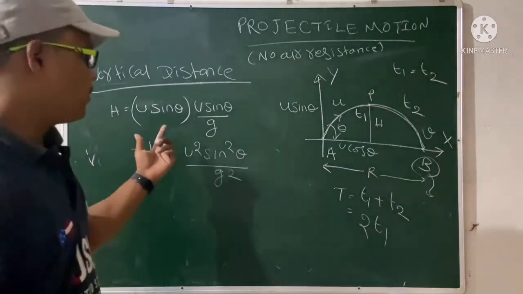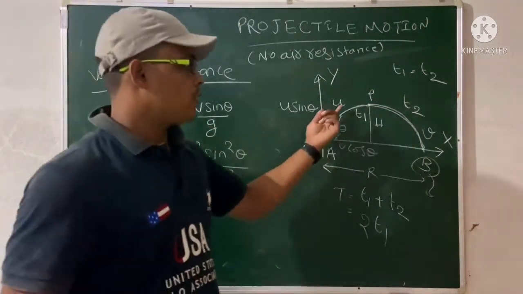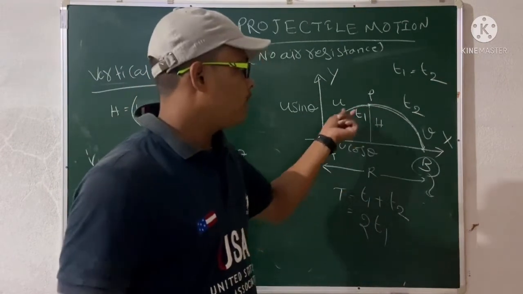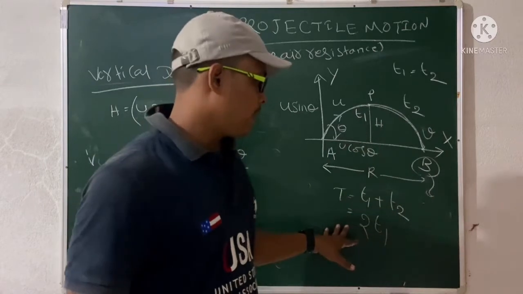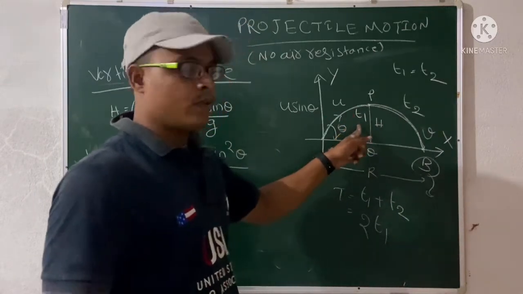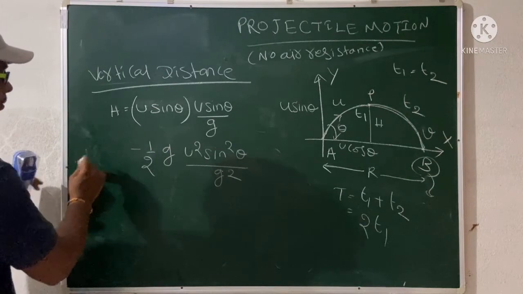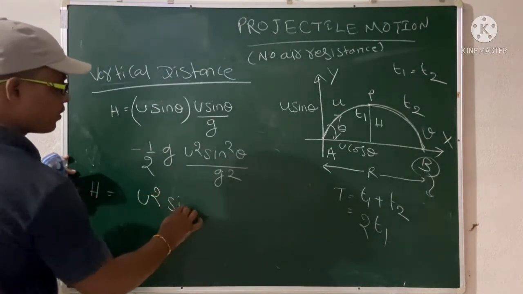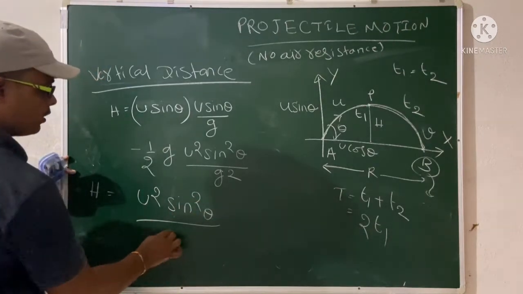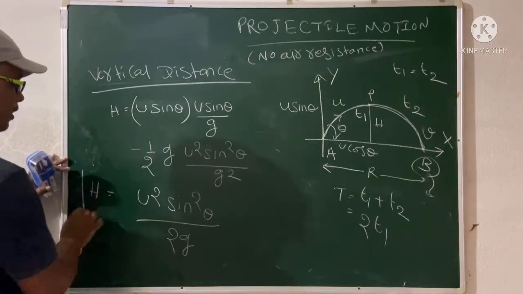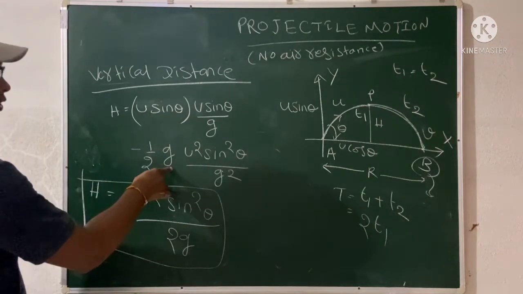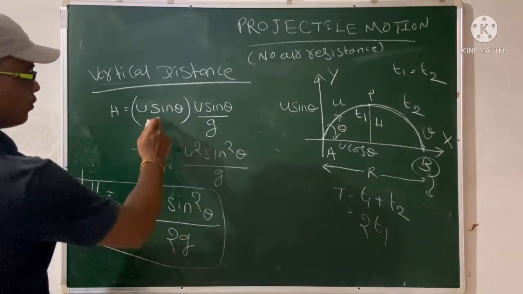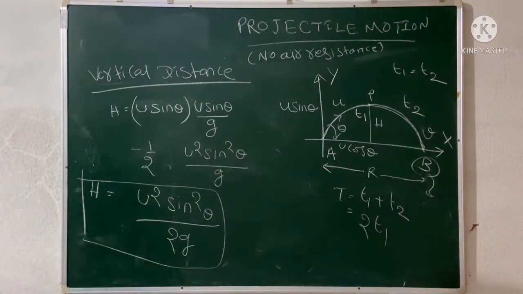So why have I written T1 in the vertical component? Because this is the time taken to reach maximum height. When I wrote the range, the time taken is T1 plus T2, right? So this is the capital T. But in the vertical case, to reach maximum height, we need the time T1. If you solve this, there is 1G and there is 2G, so 1G will be cancelled. You subtract this and you will get U square sin square theta by 2G.